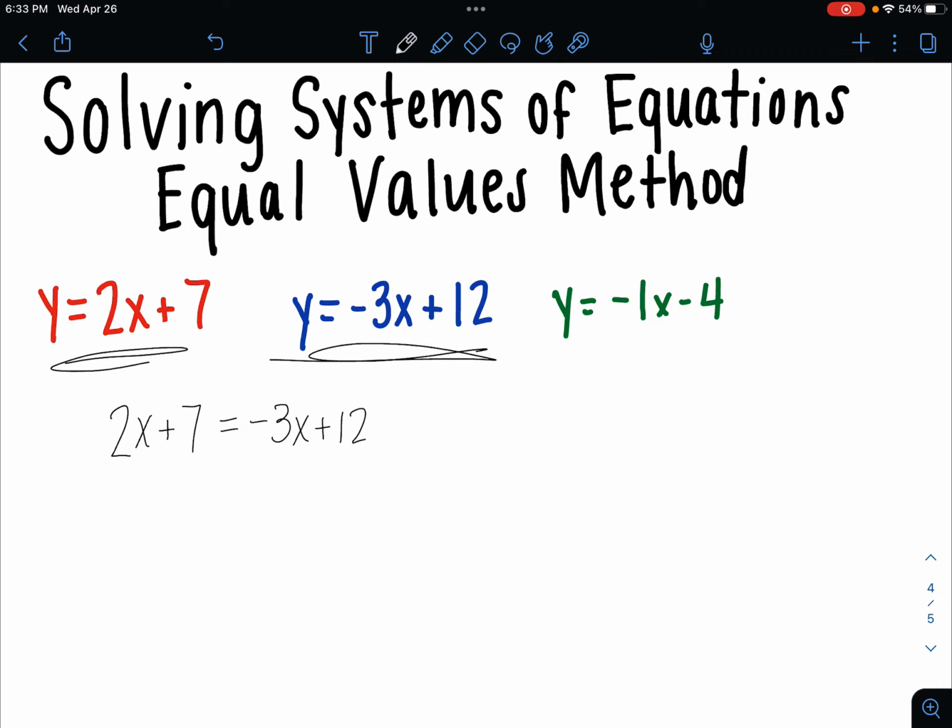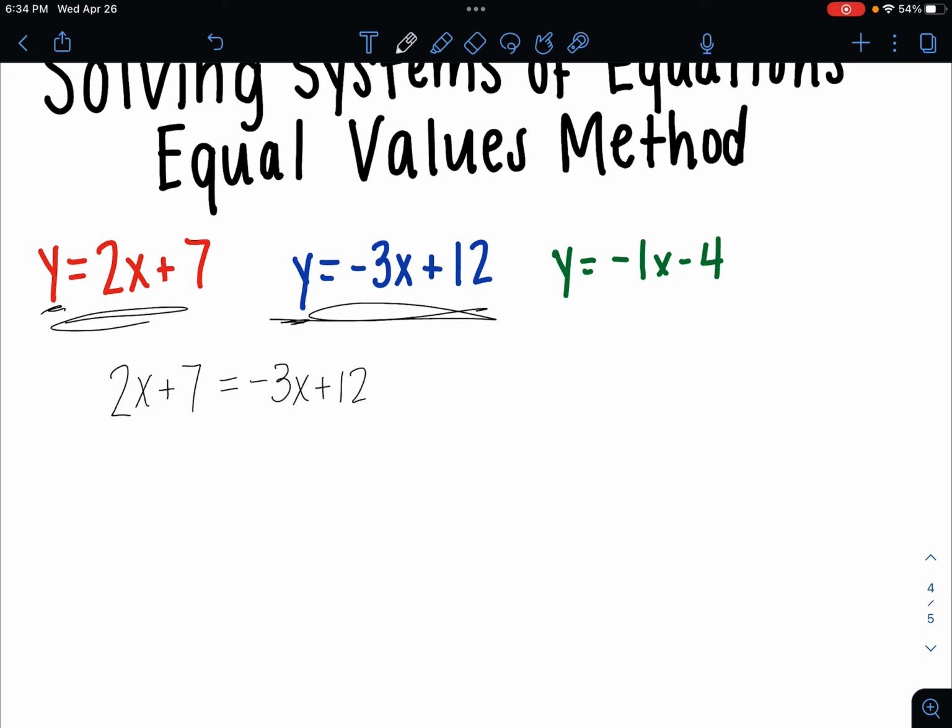Because they are both equal to y, we can take away those y's and just set the rest equal to each other. So 2x plus 7 equals negative 3x plus 12. Now, I am going to solve this like any normal equation for x. My goal is to get the x's by themselves on one side, so I'm going to start by adding 3x to both sides so that I can get rid of those negative x's. This makes 0, and I'm left with 5x plus 7 on the left side and 12 on the right.